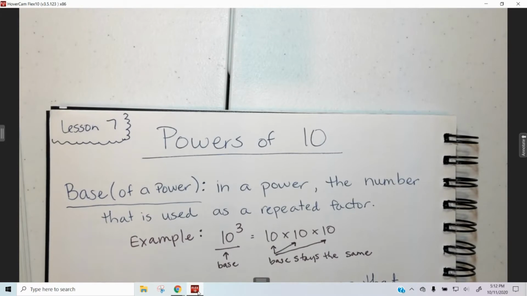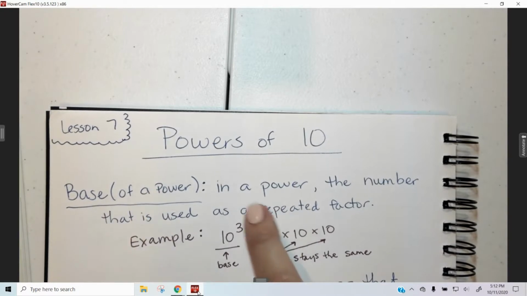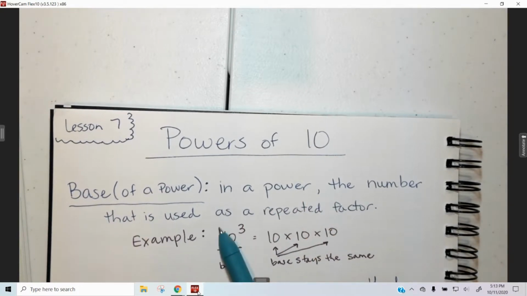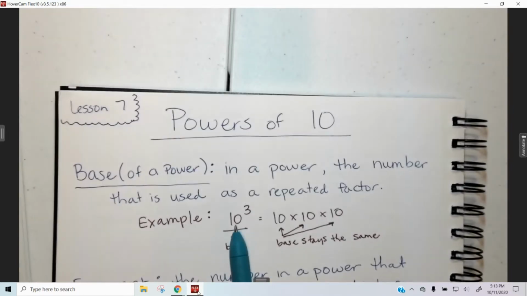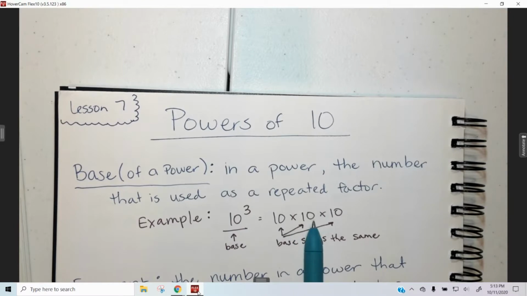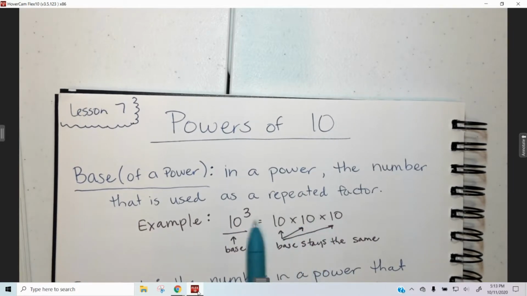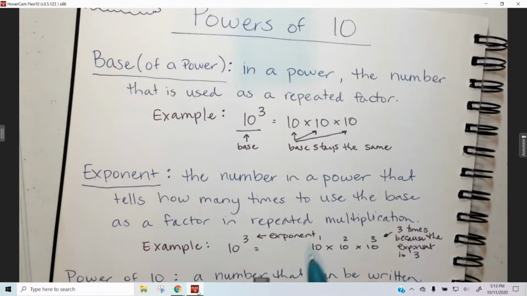So we're going to start with the vocabulary for powers of 10. And we're going to start with what is the base of a power. In a power, we're talking about the number that is used as a repeated factor. For example, in the number 10 to the third power, this 10 is what's called the base. This is the number that we repeatedly multiply based off of what our exponent is. So the base stays the same, and then we multiply it the number of times that we have in the exponent.